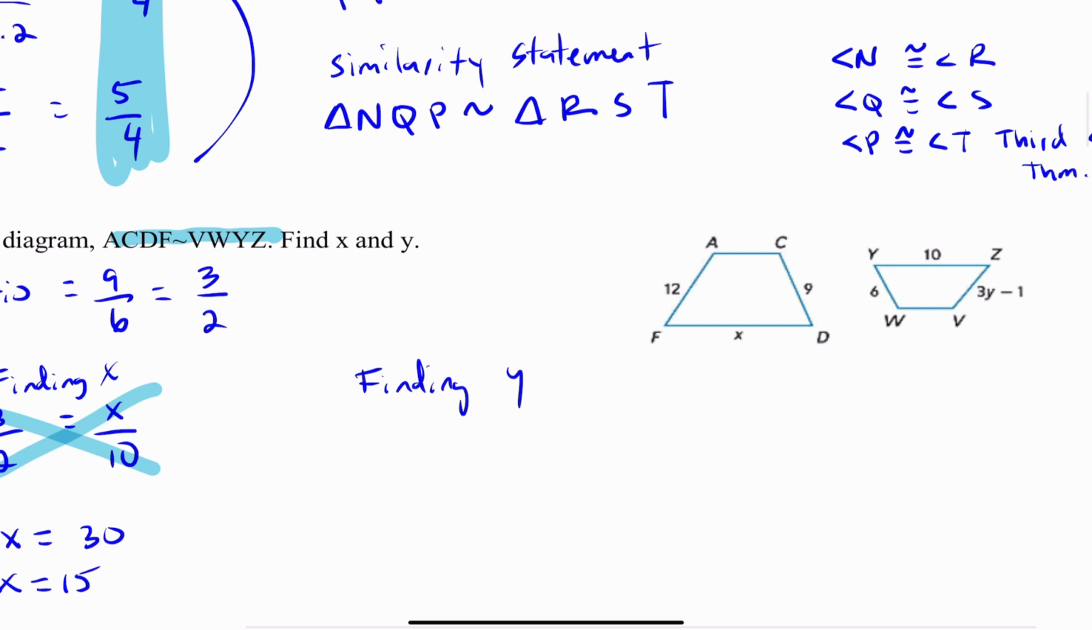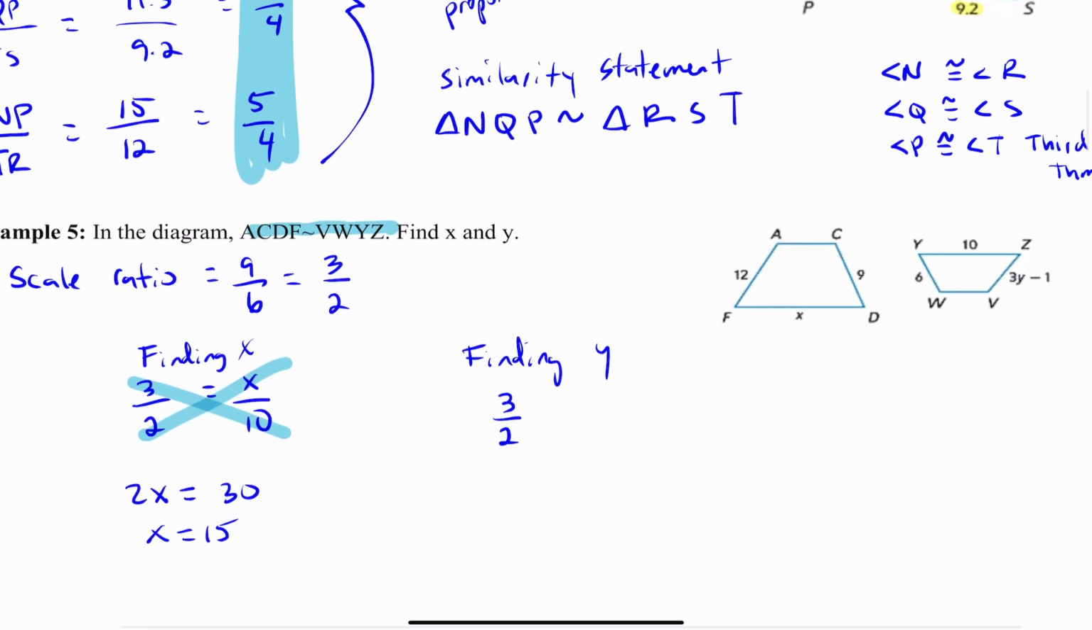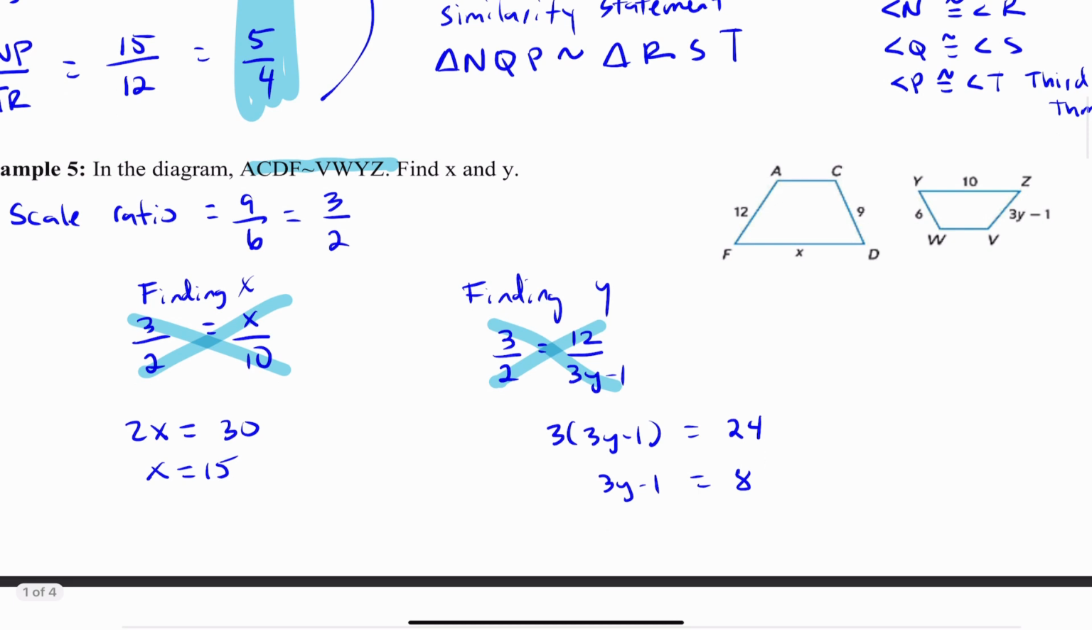So then I'm gonna write 3 over 2, that's my scale ratio, and I'm gonna equal that to 12 over 3y minus 1. So then I'm gonna write 3 times 3y minus 1 is equal to 12 times 2, which is 24. Basically, I was just cross multiplying here. So then I'm gonna divide both sides by 3, and I should get 8. 3y minus 1 is equal to 8. So then 3y is equal to 9, y is equal to 3, and that's my answer.